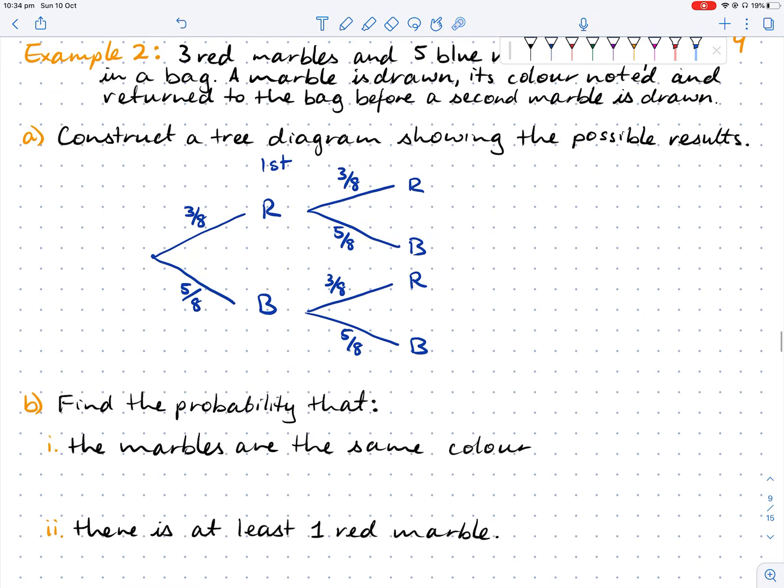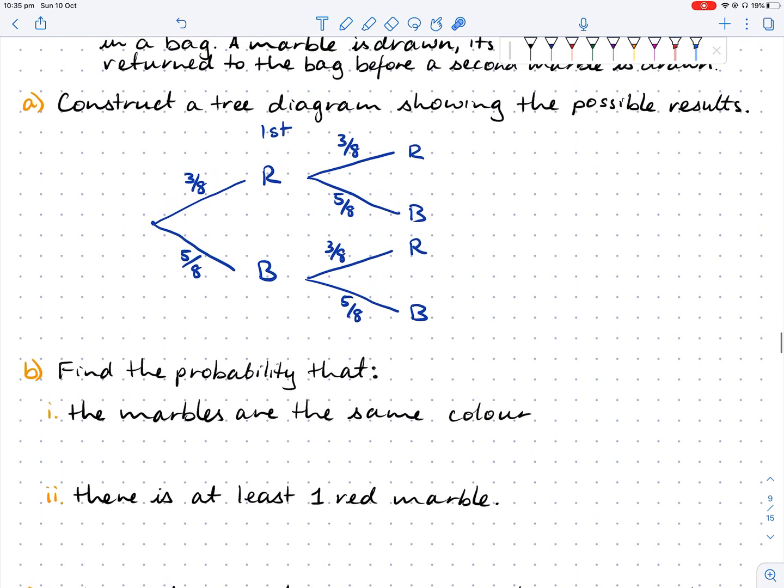So what we need to do with these probabilities is, if I want to look at the probability of getting 2 red marbles, we need to move along this branch. And if we're moving along the branch, we're going to multiply those probabilities together. Okay, because we want to have this one as well as this one. So if both of them need to occur simultaneously, we're going to multiply them together.